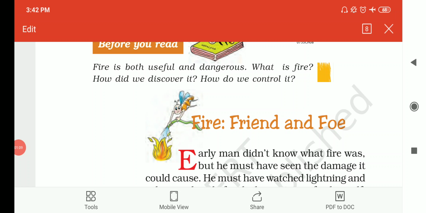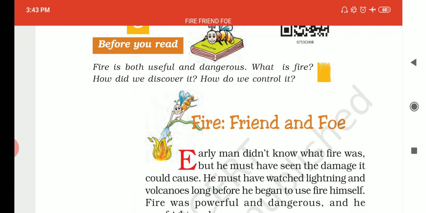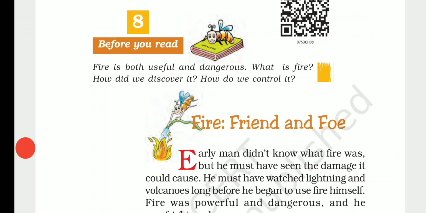So now we are going with the lesson. Fire is both useful and dangerous. But what is fire? How did we discover it? How do we control it? Early man did not know what fire was, but he must have seen the damage it could cause. Early man means our ancestors, like apes, monkeys and all.